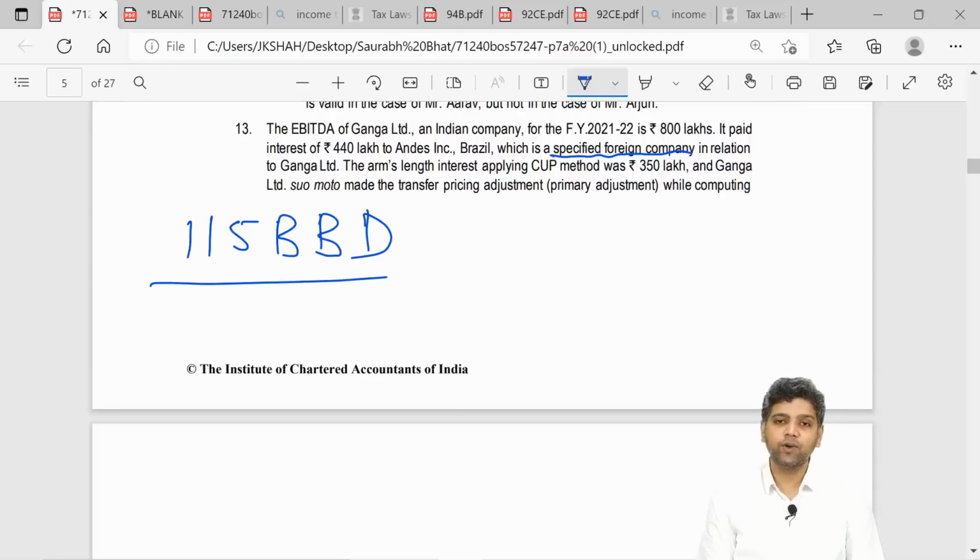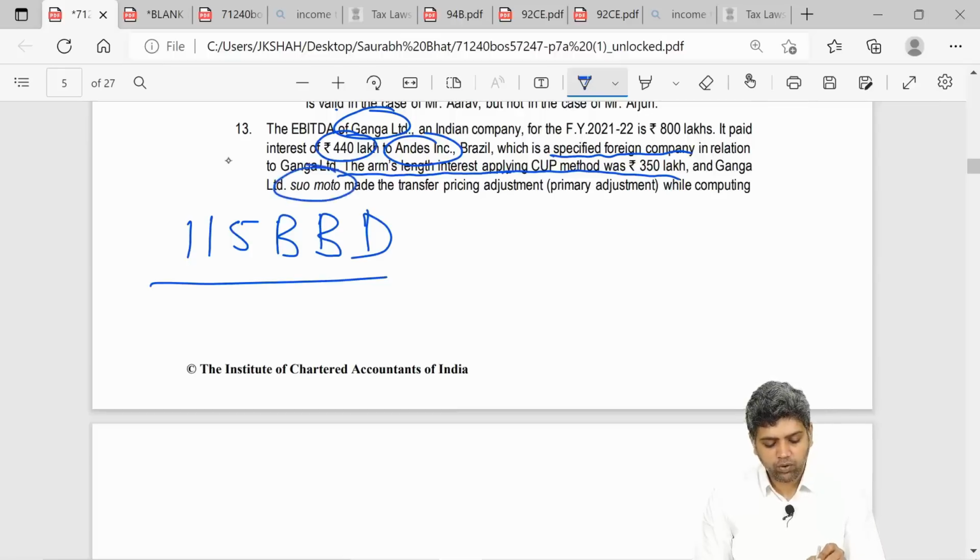How much is the percentage? 26%. But for us, what is more important is that in case it's a specified foreign company, meaning you're holding 26%, it becomes your associated enterprise within the meaning of section 92A. So over here, Andes Incorporate and Ganga Limited would be regarded as associated enterprises, and then say the arm's length price or arm's length interest applying the CUP method was 350 lakhs. So my interest expense is 440 lakhs, but at arm's length it is only 350 lakhs. So I have paid excess interest more than the arm's length of 90 lakhs.